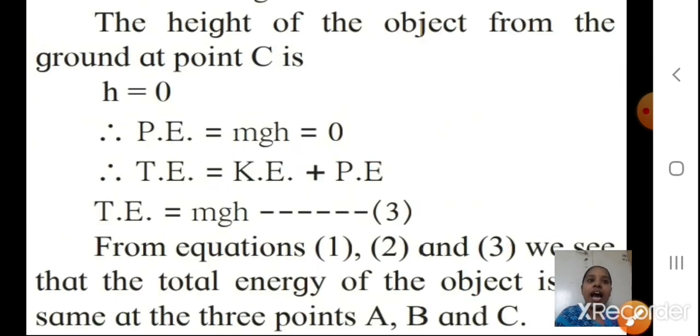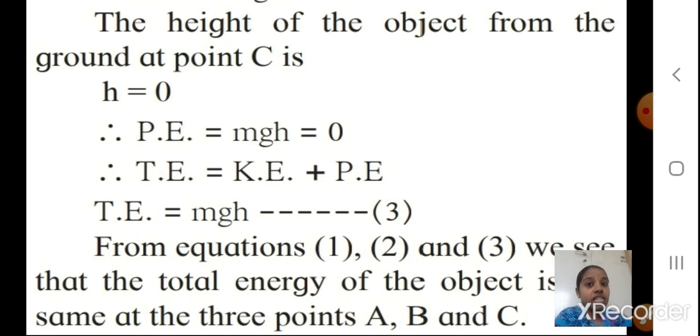Okay, now see here. Now the height of the object from the ground at point C is h equal to 0. From C it can't go inside, so our height from C is 0. So potential energy is mgh. If h is 0, mg into 0 will become 0. So what is our total energy again, students? Kinetic energy plus potential energy means mgh plus 0, you will get total energy as mgh.